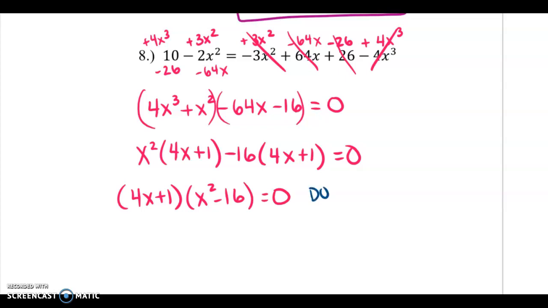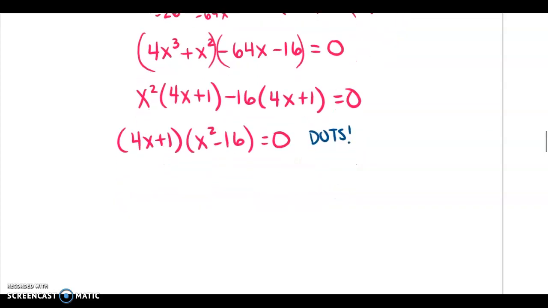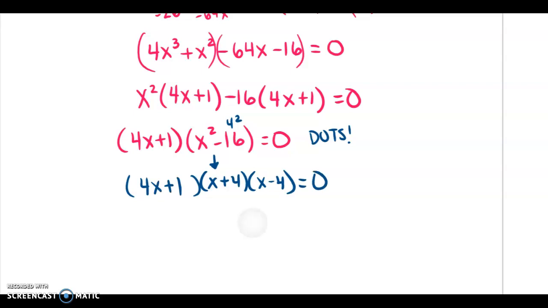Hopefully we're seeing the difference of two squares that I have here. 4 squared is 16. So this becomes x plus 4, x minus 4. And then you bring down the 4x plus 1. Set it equal to 0. Set all of these parts equal to 0 to get my 3 answers.